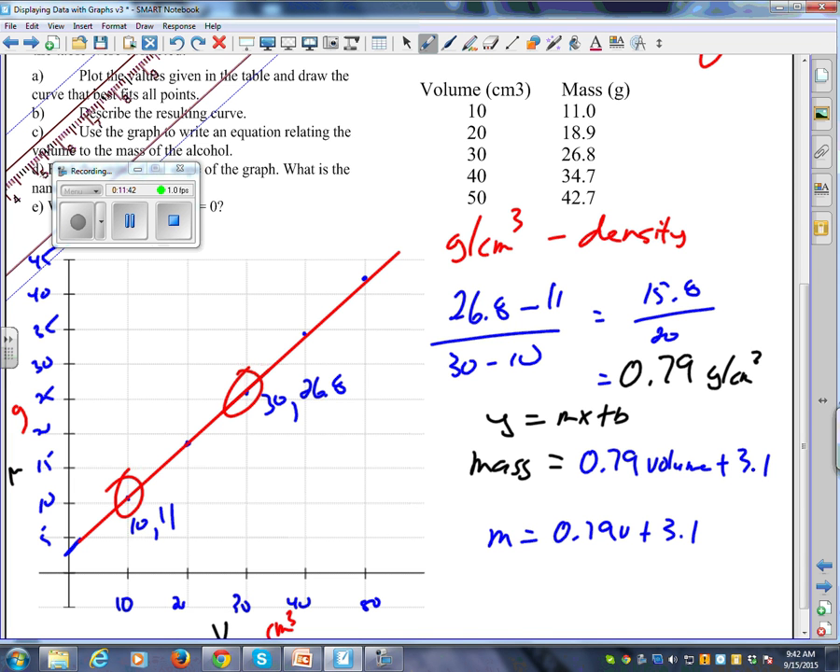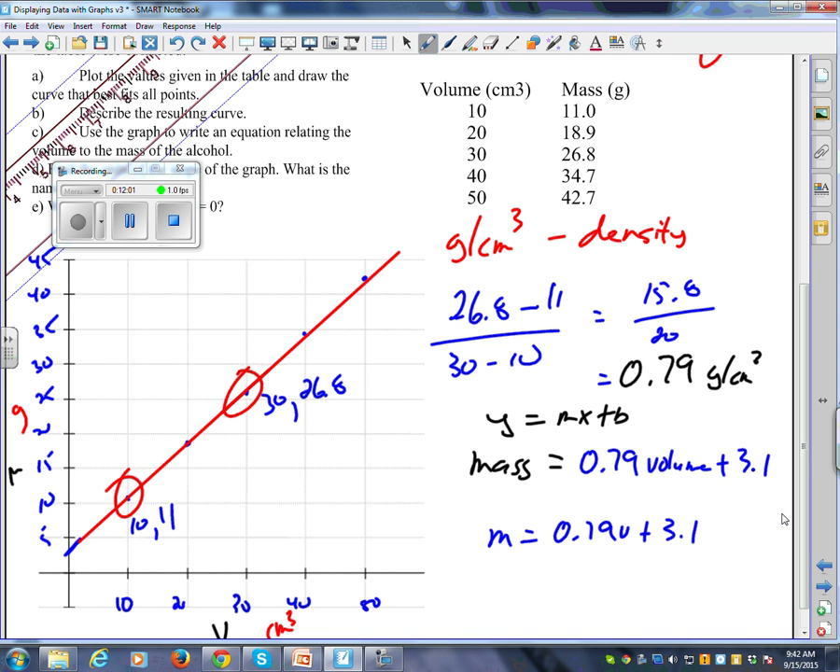Now you might say, we've never done anything like that, Mr. Nance, but I know you have. You just haven't done it in that real life kind of application. You've just done crazy numbers, right? X's and Y's. It's the same concept. Okay? And we're going to do more of it, so don't worry. I'm not going to test you like tomorrow and then that's it, okay? So relax. 0.79v plus 3.1.